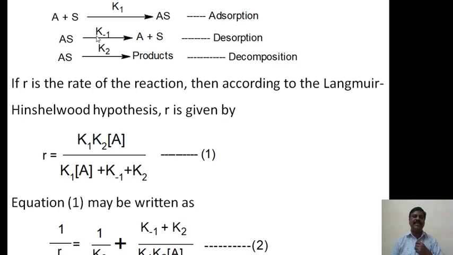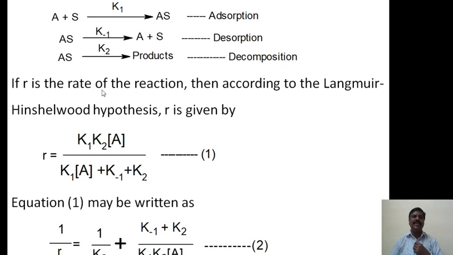That is called the equilibrium constant of desorption, K minus 1. Again, AS is directly converted into product with the rate constant K2. Therefore, AS is converted into the product, and this is called decomposition, which means formation of products. So the adsorbed intermediate either decomposes back to the reactant, or breaks down to form the product. If decomposition takes place, the product will be formed. If desorption takes place, the reactants will be formed.